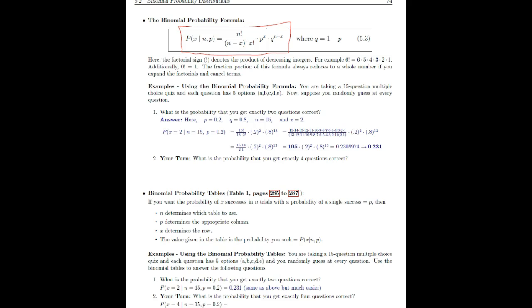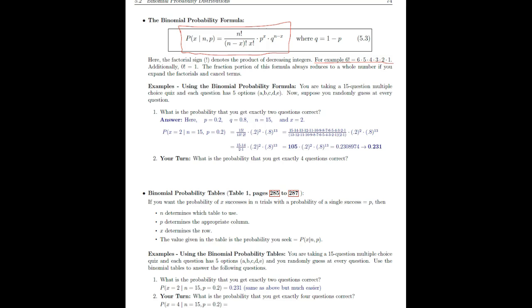All right. This factorial thing, this exclamation point, you may be wondering what that is. That is a mathematical symbol, and it denotes the product of decreasing integers. An example right here should clarify it. 6 factorial equals 6 times 5 times 4 times 3 times 2 times 1. So it's basically a product of all the integers less than or equal to 6. That's what factorial means. Right?